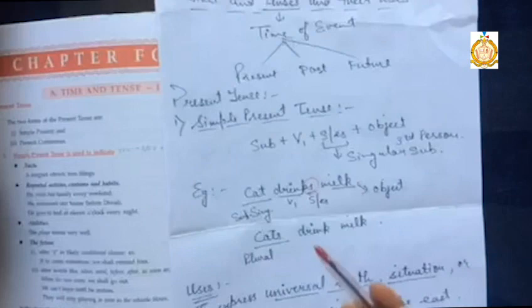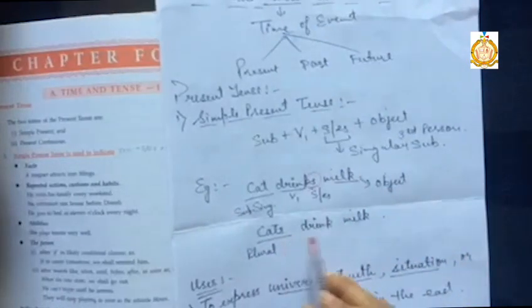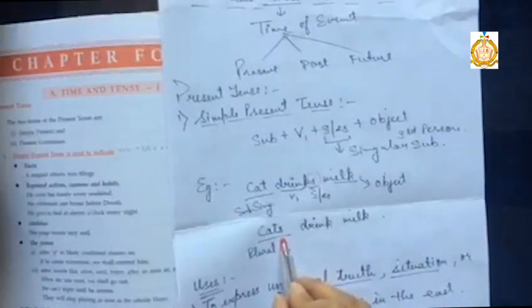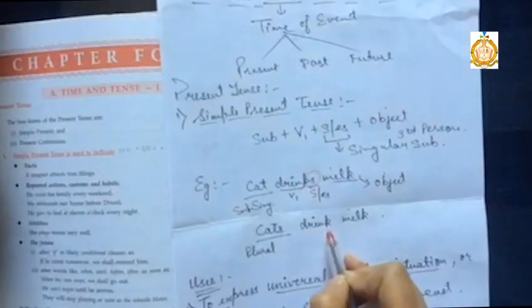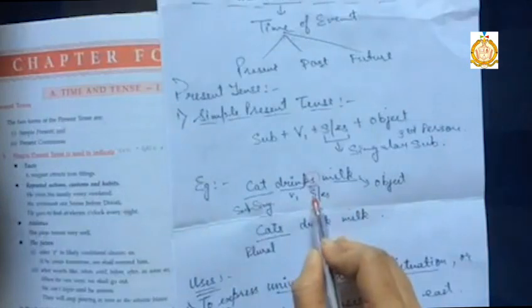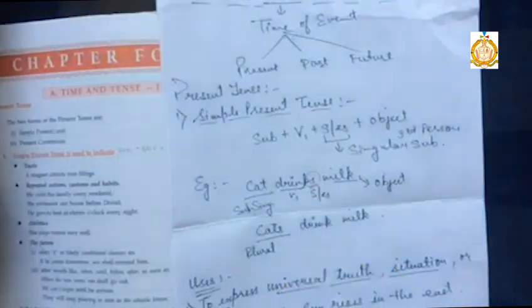On the contrary, if we see the second example, cats drink milk. Here it is plural. Cats are plural. Plural number will not have s or es with the verb. Only the singulars will have s and es with the verb.